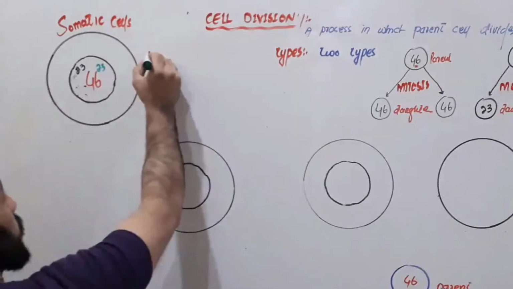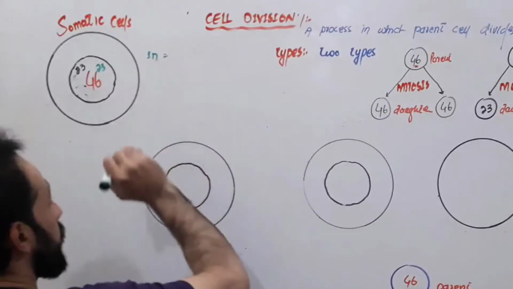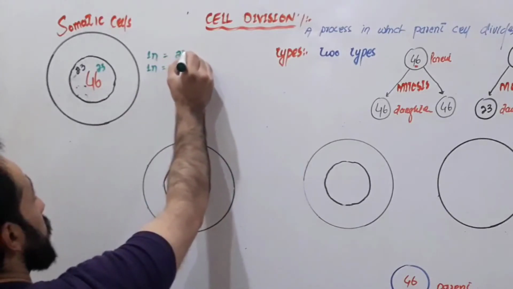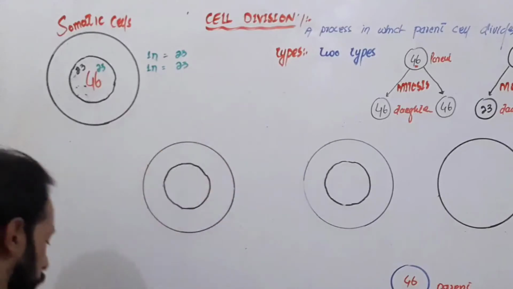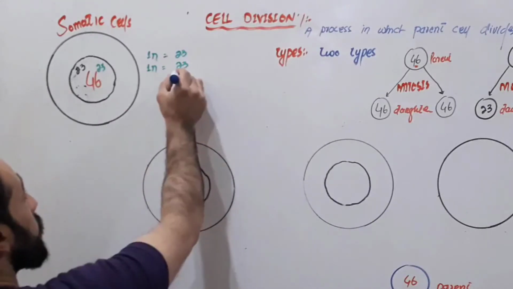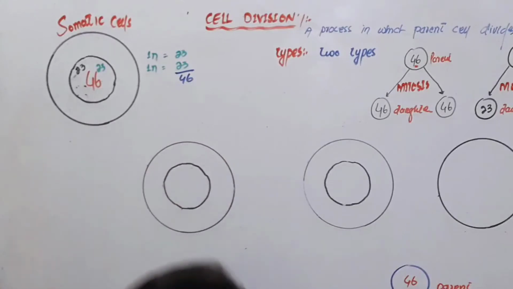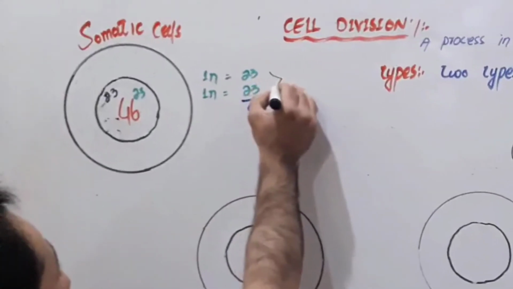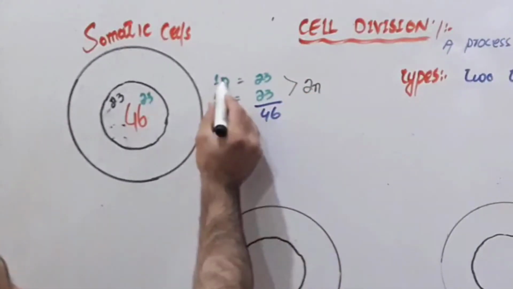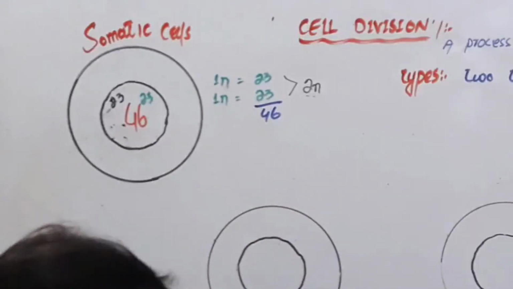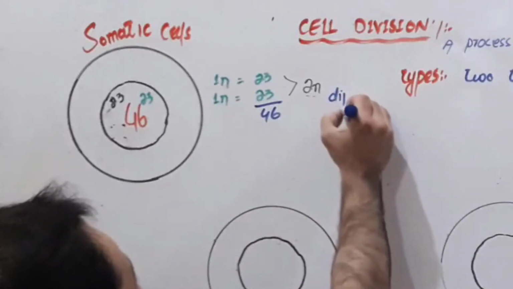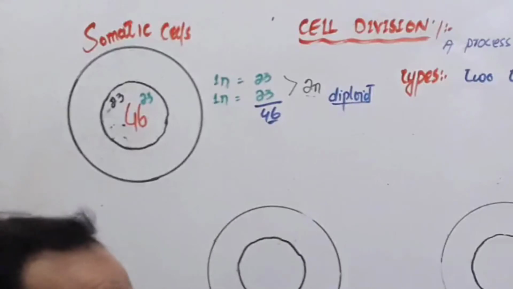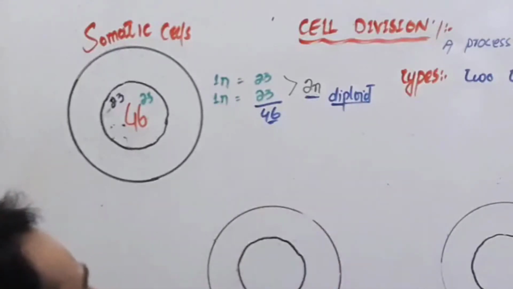So we say that one small n has come from my father and one small n has come from my mother, and this small n is equal to 23 chromosomes. Clear? So how many total chromosomes do we have in our cell? We have 46 total chromosomes, right? So look, we say that 1n plus 1n is equal to 2n. From 2n we mean diploid. Clear? So diploid means 46 chromosomes. Diploid means 2n.